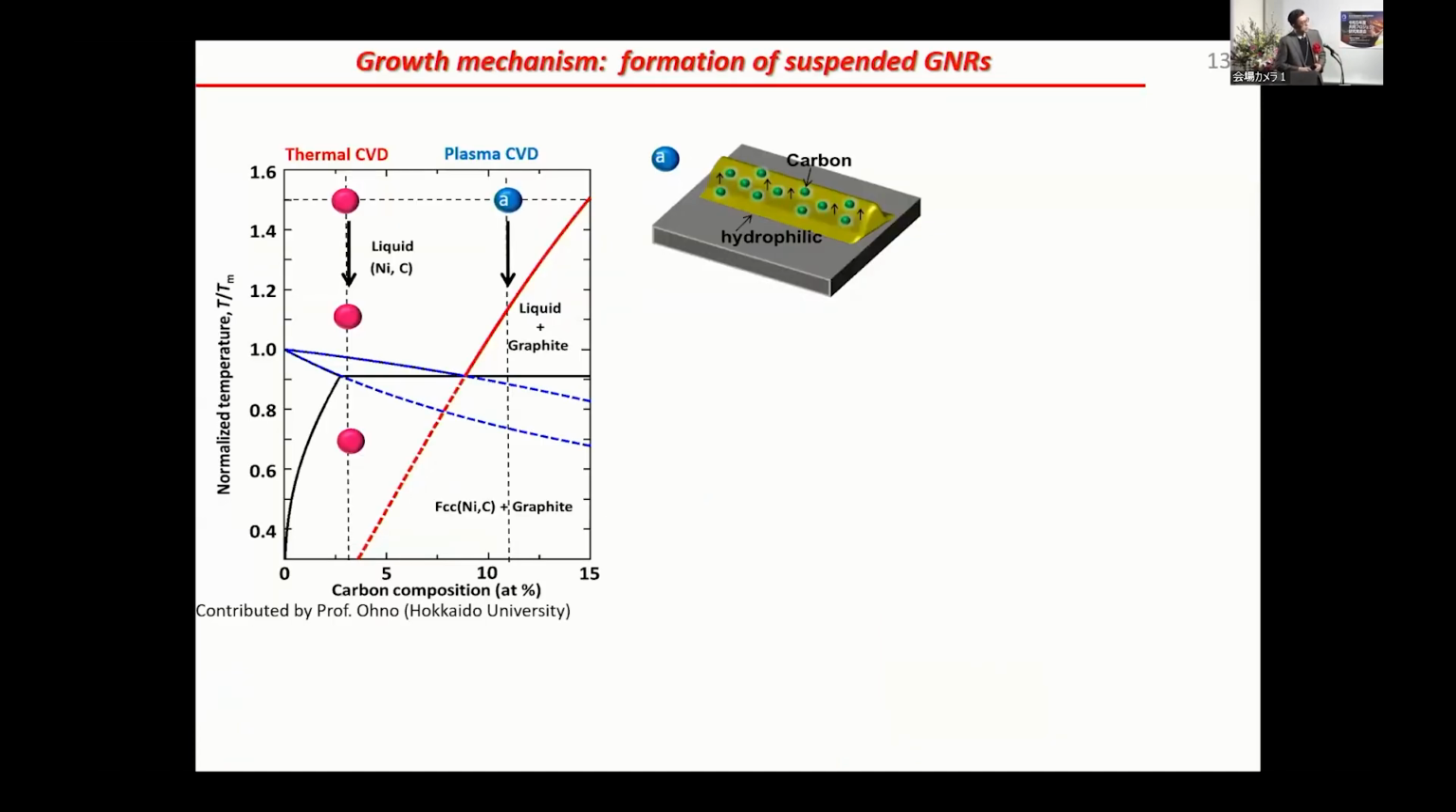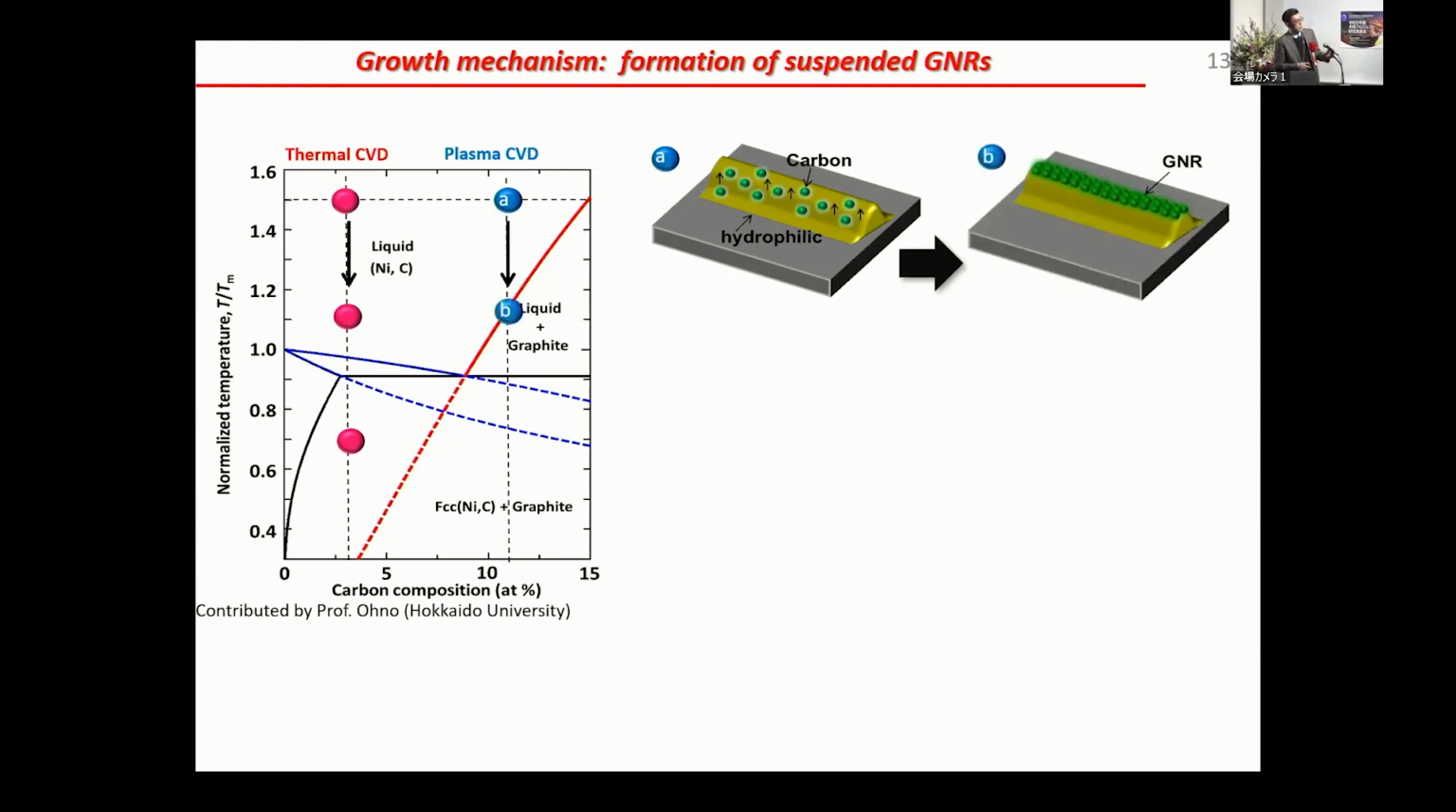Here, with the theoretician's phase diagram analysis, we can identify that the nickel structure during the plasma CVD is in the liquid phase, not solid. And the stability of the liquid phase nickel is strongly correlated with the carbon density inside the nickel. Once high density carbon is supplied from the plasma reaction, the liquid phase nickel forms hydrophilic-like structures. And here we start the cooling.